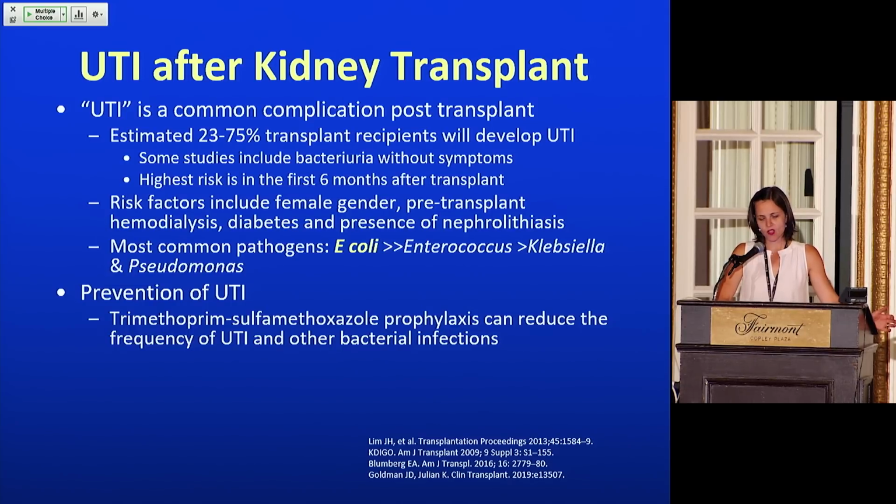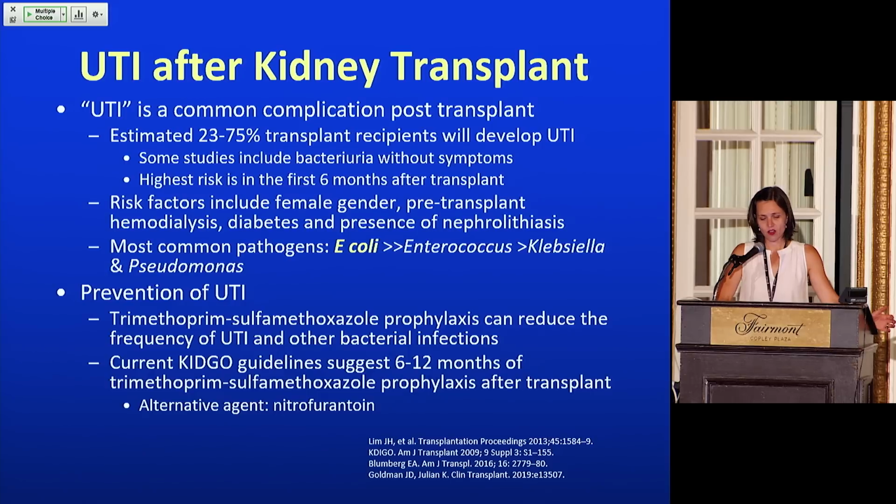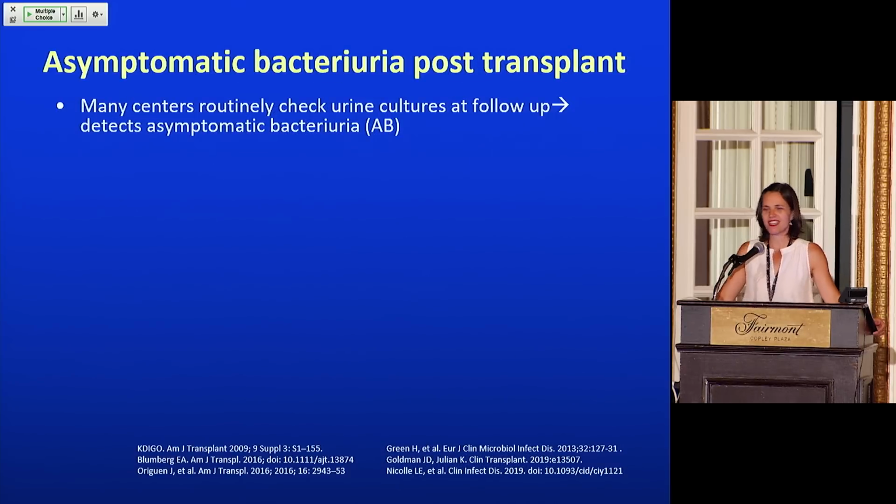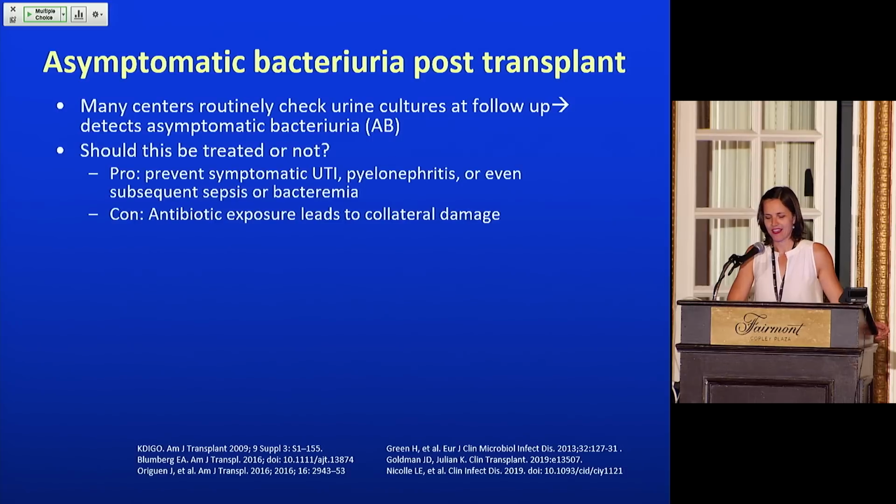And how do you prevent it? So trimethoprim sulfa prophylaxis can reduce the frequency of UTIs. And current guidelines suggest 6 to 12 months of either that drug or nitrofurantoin as an alternative. But what about my patient? She had asymptomatic bacteriuria. So a lot of centers will check these urine cultures at routine follow-up. But why? She felt fine.